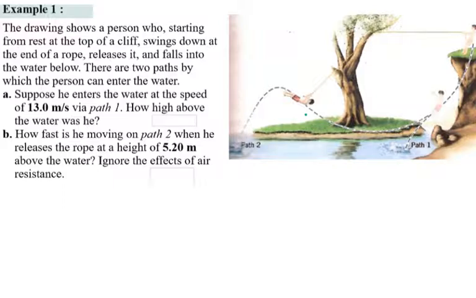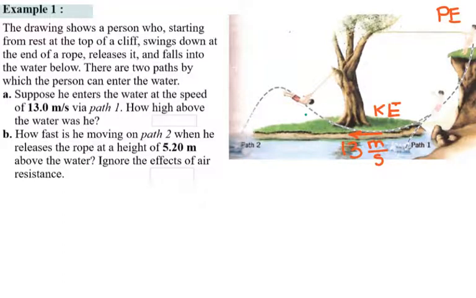So when he is going with path 1, he releases the rope at the end, the minimum point, and falls in the water. So the velocity at the lowest point is 13 meters per second. That means he has kinetic energy at the bottom of path 1. Where does he get his kinetic energy? He gets the kinetic energy from the potential energy.